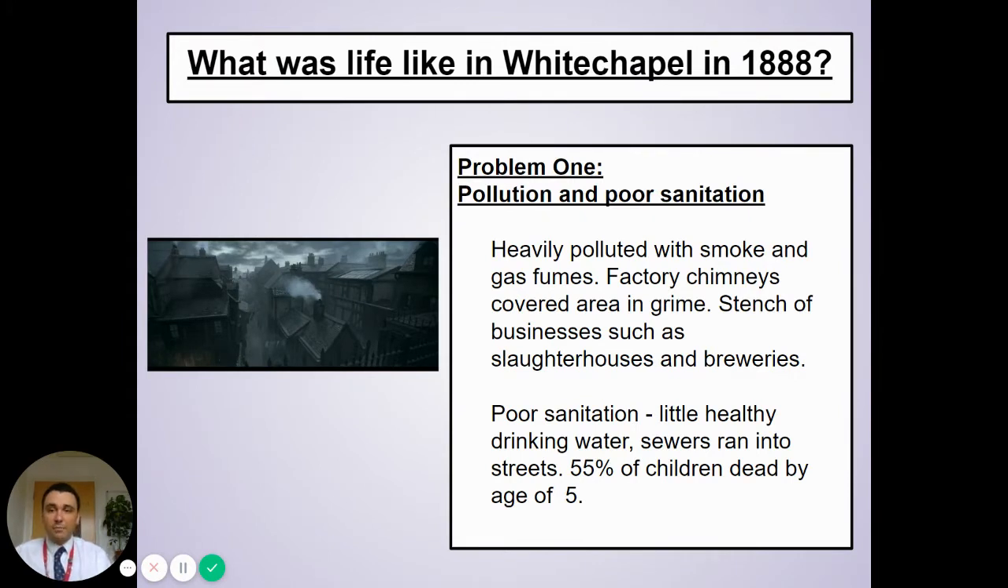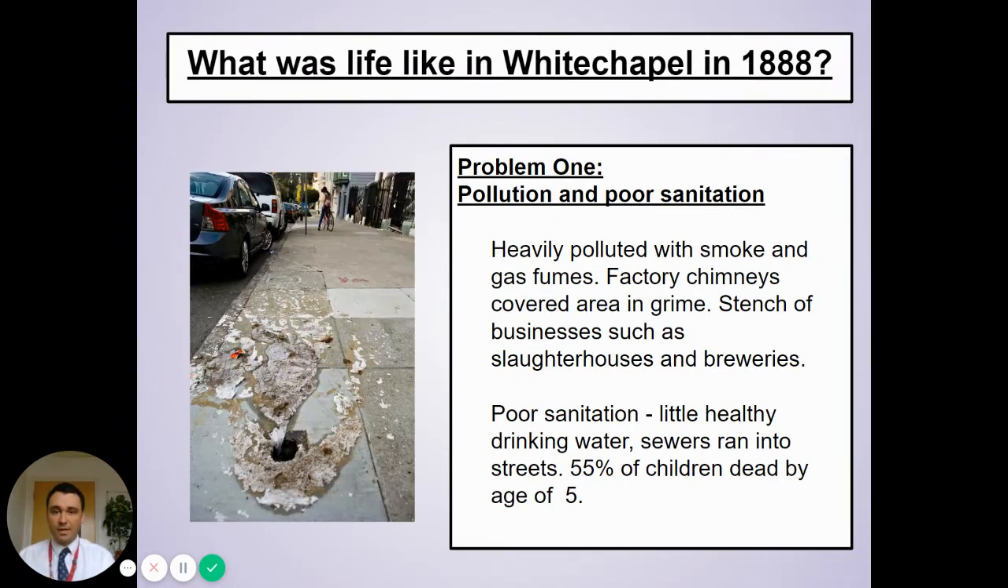Problem 1 was pollution and poor sanitation. The fact is that Whitechapel was just covered in smoke. It was covered in gas fumes. You had these factories which people didn't really want too many of in the main part of London, so they shoved them to Whitechapel, the poorest area. There were businesses that would cause stench, like slaughterhouses and breweries as well. And the smoke that would come out of these chimneys, both at home and in factories, would mean sometimes it was just like a thick fog. You couldn't see your hand in front of your face. Now, this wasn't pollution like we've got today with car fumes, for example, but this was just from the sheer industrial revolution, and it made a perfect setting for crime to take place, because you could commit a crime and get away with it.